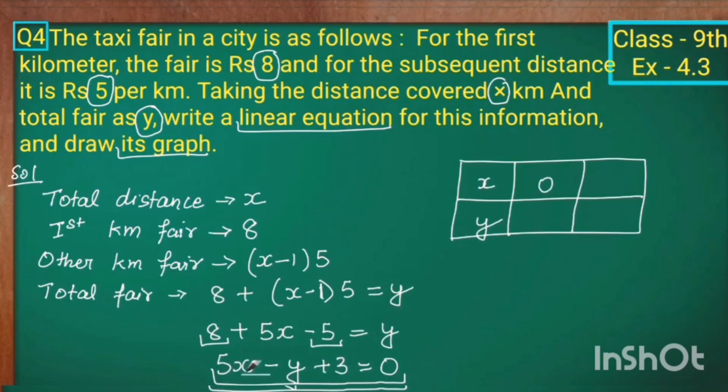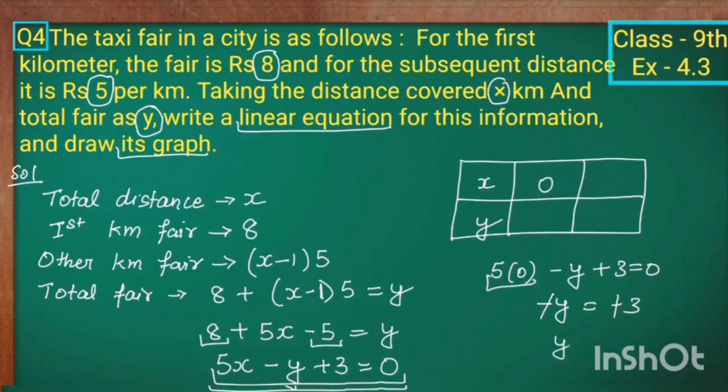Let me give a value for x, that is 0. If we substitute that 0 in the given equation, 5 into 0 minus y plus 3 equal to 0. 5 into 0, that is 0. So minus y plus 3 equal to 0. So minus y equal to minus 3. Minus minus cancel. So y equal to 3, that is the answer. So the first solution is 0, 3.